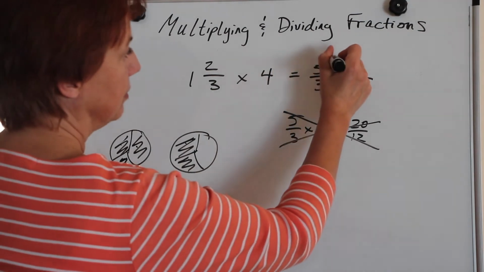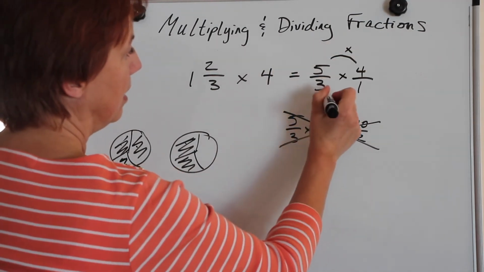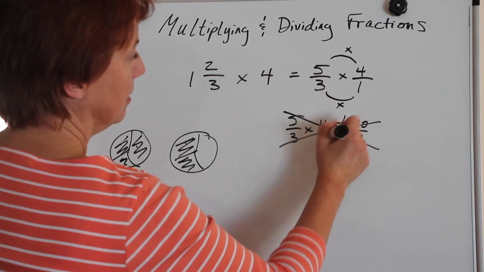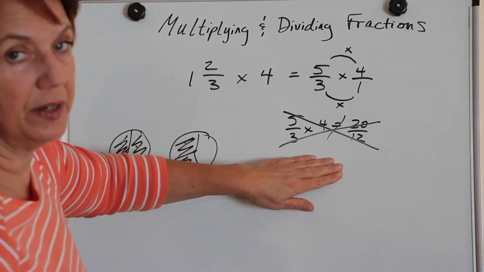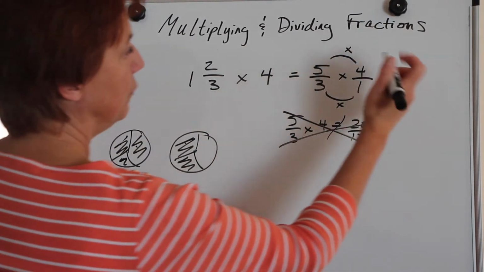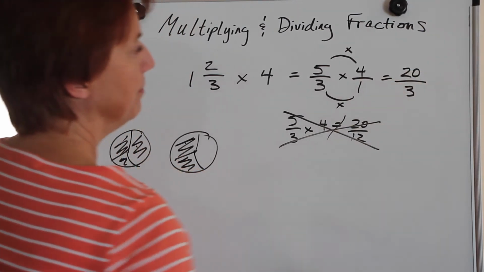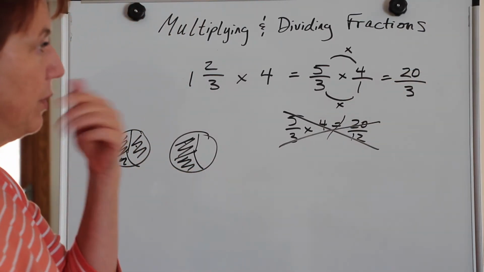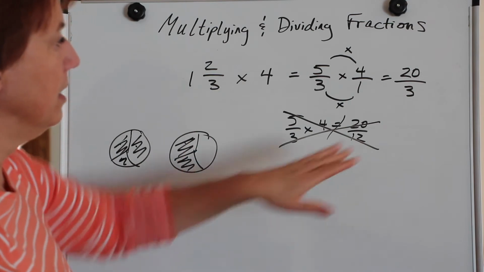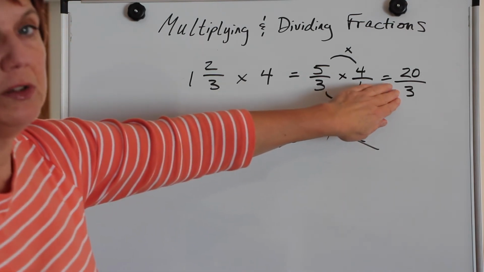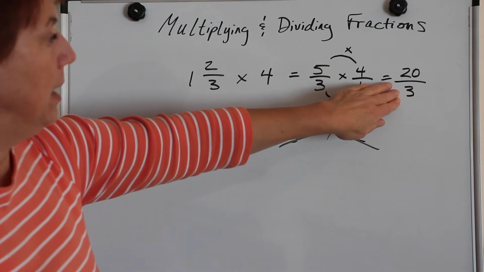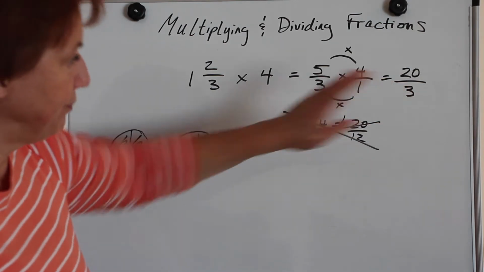So again, we multiply along the top and along the bottom. So that is not correct what I've done here, okay? So 5 times 4 is 20. And 3 times 1 is 3. Now, if you're in an earlier math class, if you're in junior high, grade 8, grade 9, you would be expected probably to turn this into a mixed form rather.